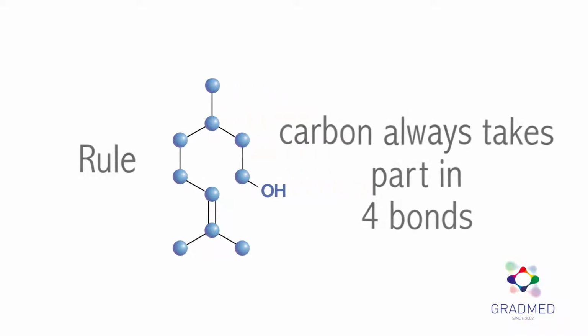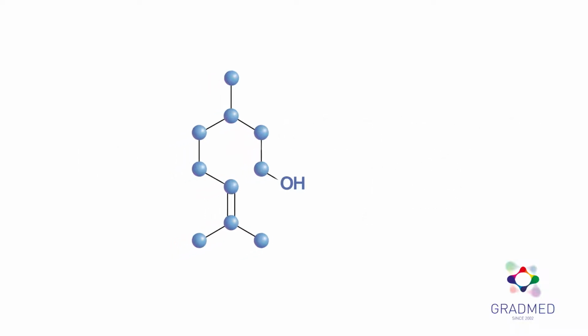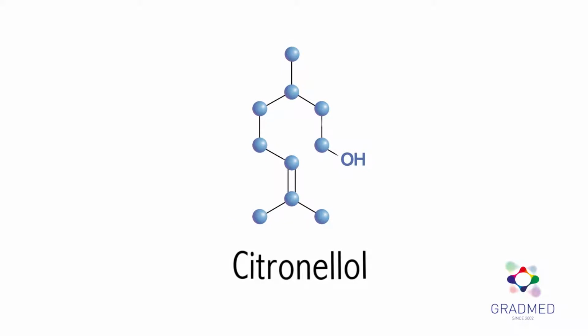By remembering a simple rule, however, that normally carbon always takes part in 4 bonds, no more, no less, we can logically deduce the number of hydrogen atoms which must be present, even though they're not shown. Take for example the compound citronellol on your screen. We can look at each of the carbon atoms and, by remembering that they must all have 4 bonds, work out how many missing hydrogens there must be on each carbon. The numbers are shown in red for each carbon atom.